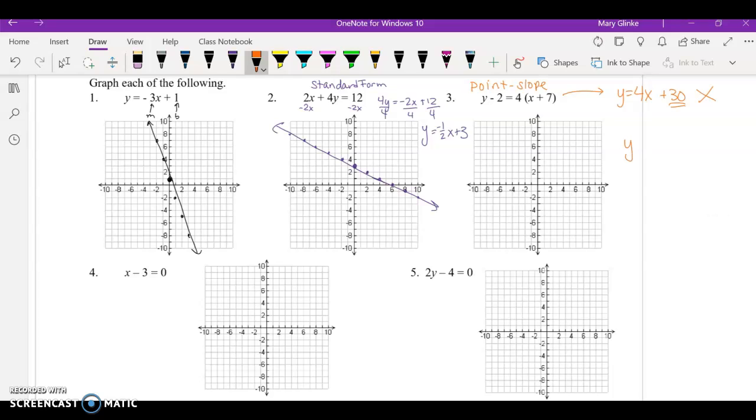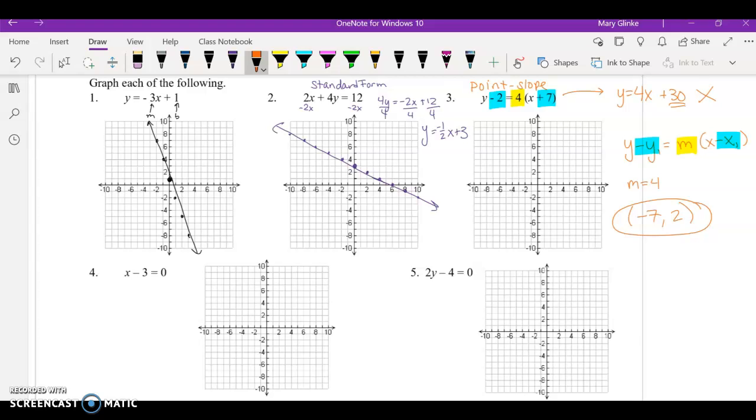So point-slope form is y minus y1 equals m times x minus x1. So your slope here is going to end up being 4 for this one. And the points that got plugged in, you're going to take whatever's with x, and you're going to flip it from the +7 to the -7. And you're going to take whatever's with y, and you're going to negate that as well. The point that got plugged in was -7, 2.